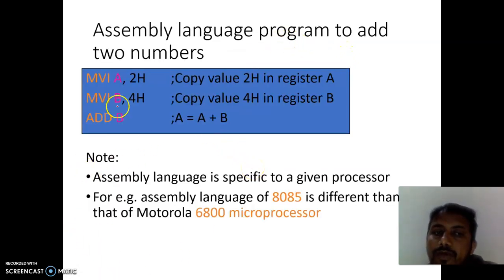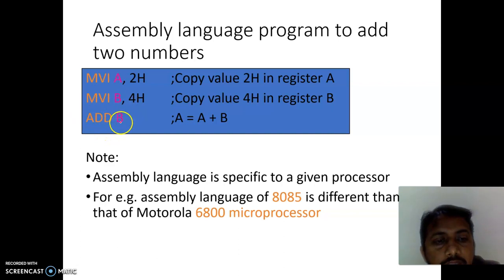This is one simple program for addition of two numbers. MVI A, 2H; MVI B, 4H. What this instruction does is copy the value 2 into the A register. Similarly, this is an immediate value 04 given in the instruction, and it is copied into the B register.